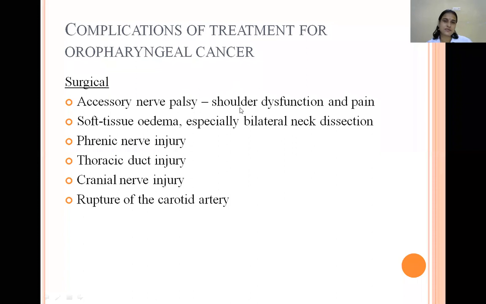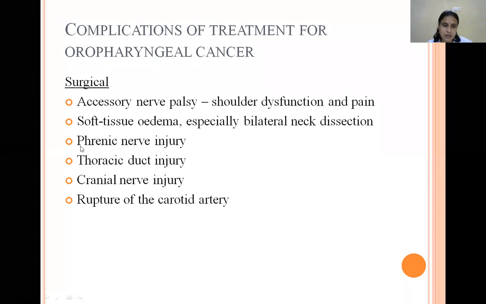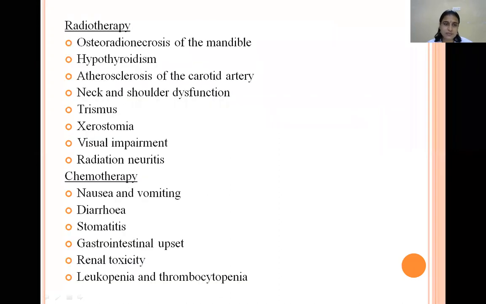What are the complications of treatment of oropharyngeal cancer? Surgical, obviously. When you injure the accessory nerve, there is palsy, shoulder dysfunction, and severe pain. Also, soft tissue edema in case of bilateral neck dissection. There may also be injury to the phrenic nerve, thoracic duct on the left side, cranial nerve injuries, and rupture of the carotid artery causing potential hemorrhage.